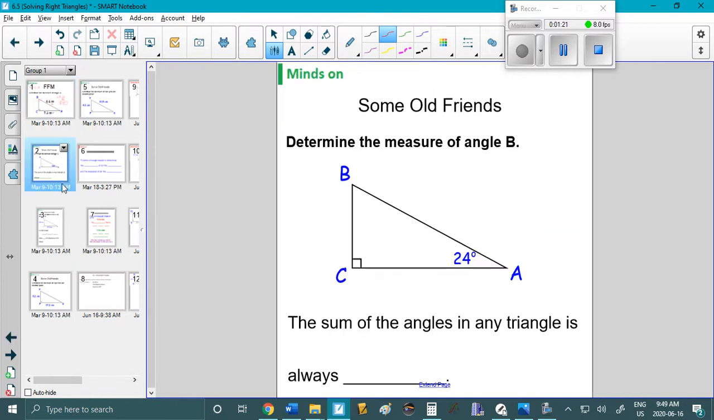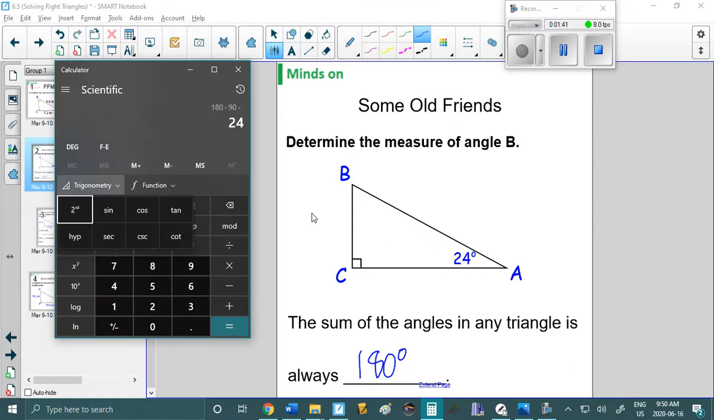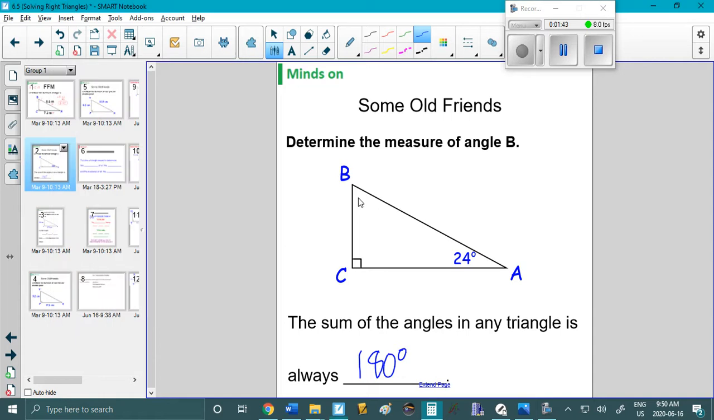All right, next up, measure of angle B. So the sum of the angles in any triangle is always, this isn't in your note, but you might want to make a little note about this. It's always 180 degrees. Okay, so if this is 90, that's 24. 180 minus 90 minus 24 is 66 degrees. The other thing you could do is just do 90 minus the other acute angle, because these two will add to 90, because this one is 90.